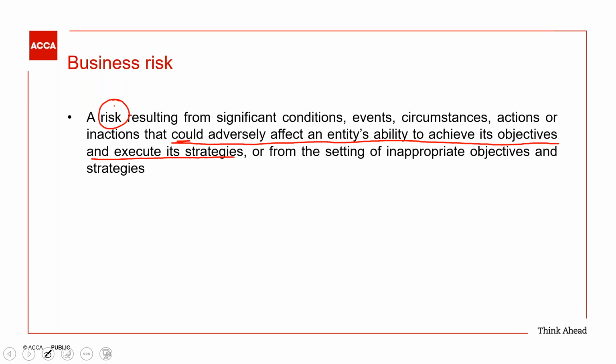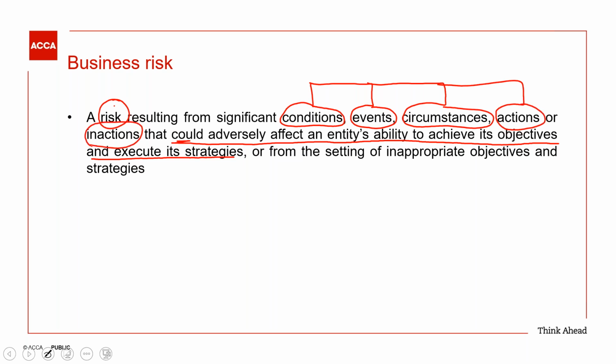Now you need to understand that a business risk results from so many things. A business risk can result from a condition. A business risk can result from an event. A business risk can result from circumstances. A business risk can result from an action of the company. A business risk can also result from an inaction of a company. Sometimes you take an action, but your action is wrong. It also results in a business risk. And sometimes you don't take an action on a timely basis, inaction. So inaction results in a business risk that could adversely affect the ability to achieve the objectives.